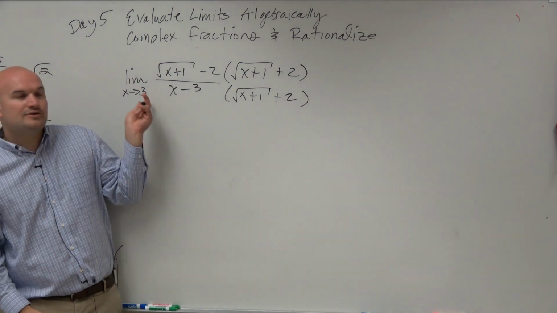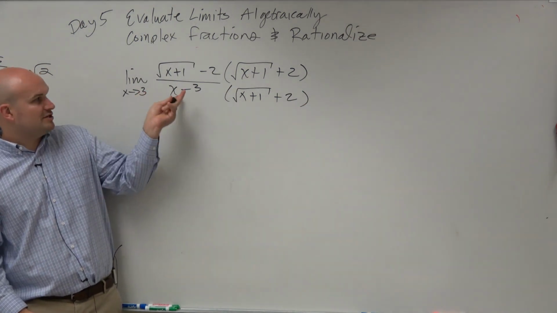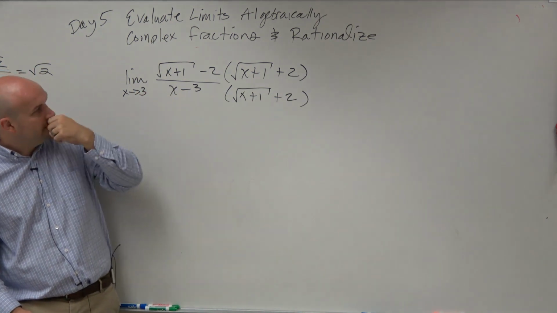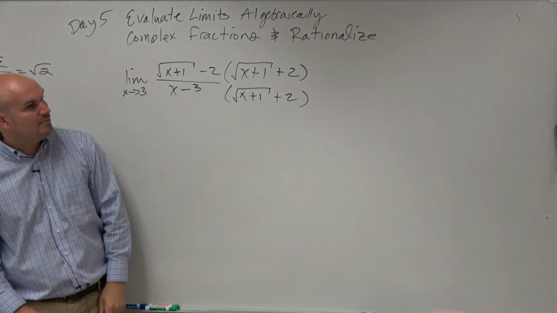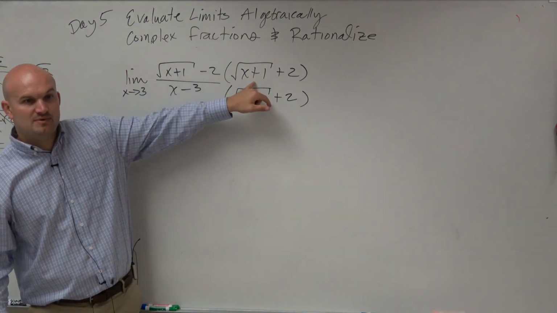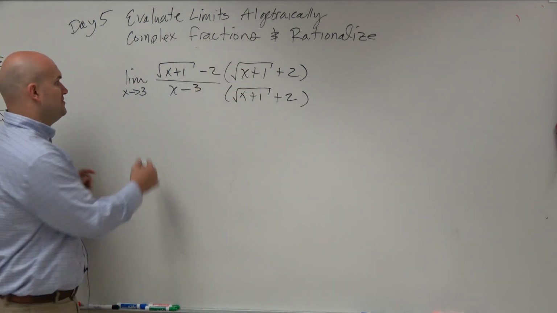Oh, sorry. We can't use direct substitution here, right? Because when we just plug in direct substitution, it goes to 0. But the first thing you would want to do is check that. So now we go ahead and multiply. Now again, what's the square root of x plus 1 times the square root of x plus 1? It's just going to be x plus 1, right?